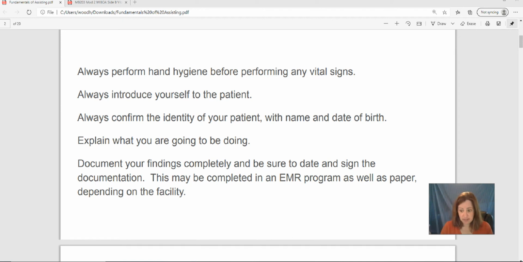Okay, so hand hygiene. In my doctor's office, we wash them right in the treatment room with the patient, and they see you wash it, and you don't even touch a doorknob once you've washed your hands. Introduce yourself to the patient, confirm the identity of your patient, name and date of birth, explain to them what you're doing. Not step by step. You're not teaching them how to do it, but I'm going to take your pulse now. I'm going to take your temperature. Can you open your mouth for me? Okay. Document your findings completely and be sure to author, sign and date your documentation. We need to know who did it. And it could be paper or it could be an electronic medical record, depending on how the office runs.